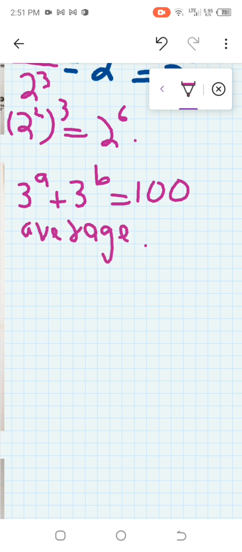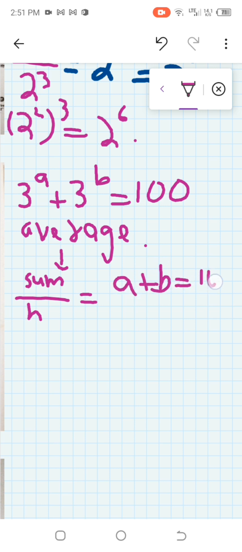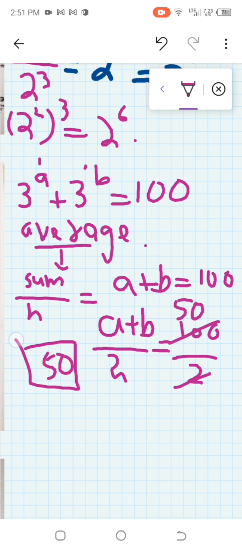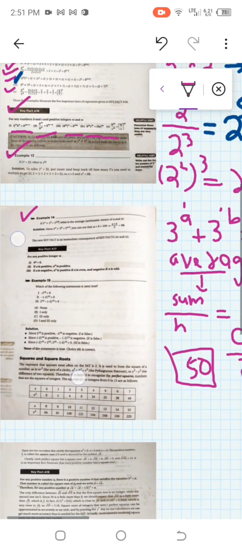Now they have been asked about the average. So average is basically the sum of all numbers divided by the total numbers. Sum divided by total numbers. So here we are going to base it the same. We have the sum a plus b equal to 100, so we are going to find the average. That will be a plus b divided by the total count, which is 2, and that will be equal to 100 divided by 2, which equals 50. So the answer is 50. I hope this is clear to everyone.